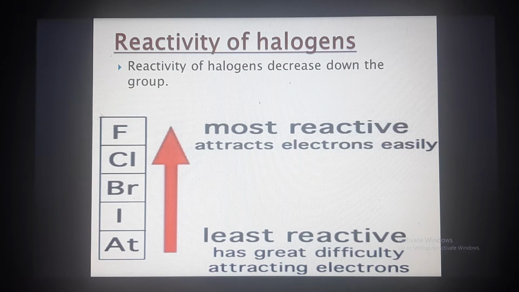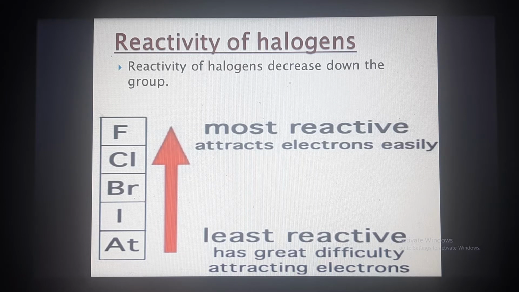So here we are learning the displacement reactions of halogens. We have to know about the reactivity of halogens. Then only can we tell whether a displacement reaction is possible or not. We already learned that fluorine, chlorine, bromine, iodine and astatine are the halogens. The first element in this group is fluorine, the second is chlorine, the third is bromine, the fourth is iodine and the last is astatine.